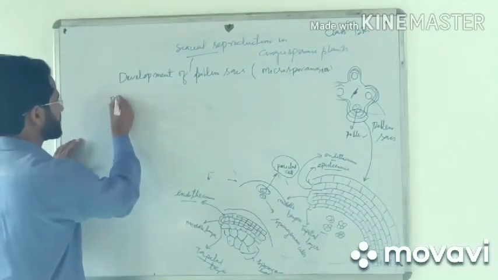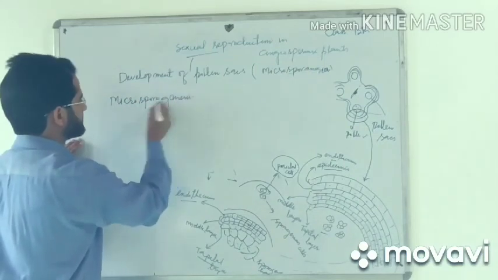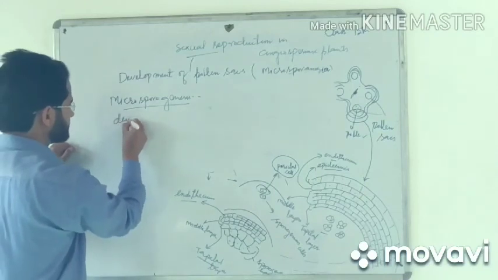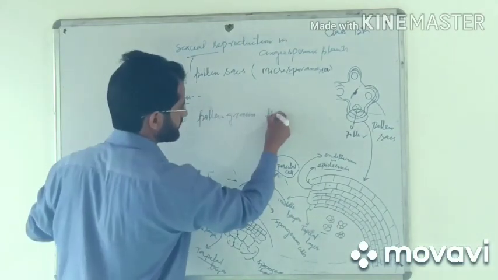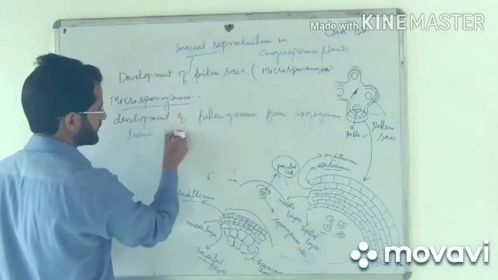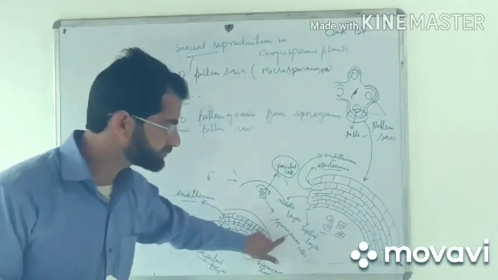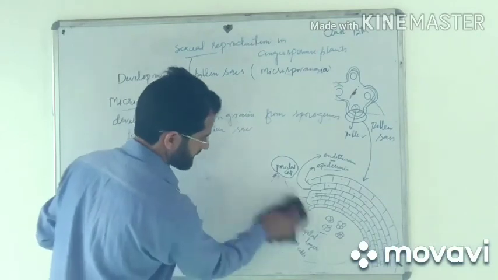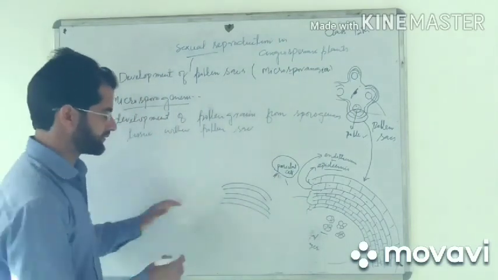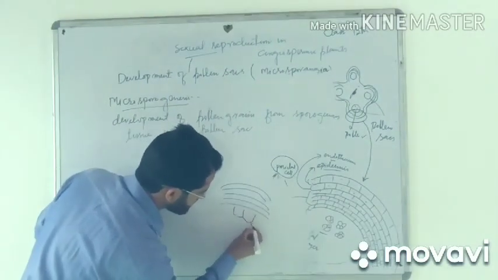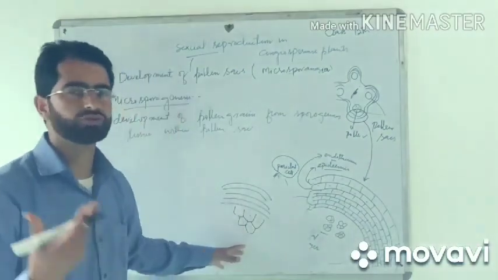Now we will study microsporogenesis. What is microsporogenesis? It is the development of pollen grains from sporogenous tissue within the pollen sac. Sporogenous tissue develops from sporogenous cell, right? These are the layers: middle layer, septum, and epidermis. This is sporogenous tissue, developed from sporogenous cell by mitotic division.